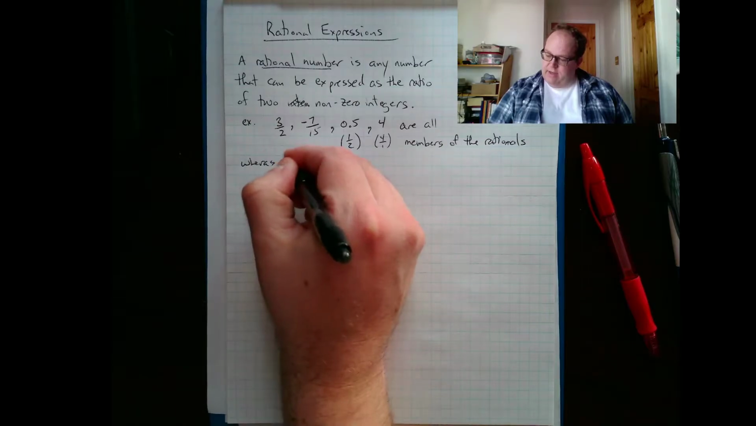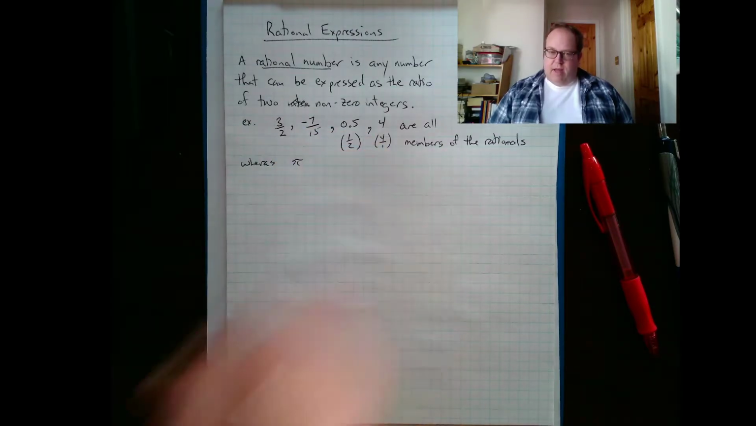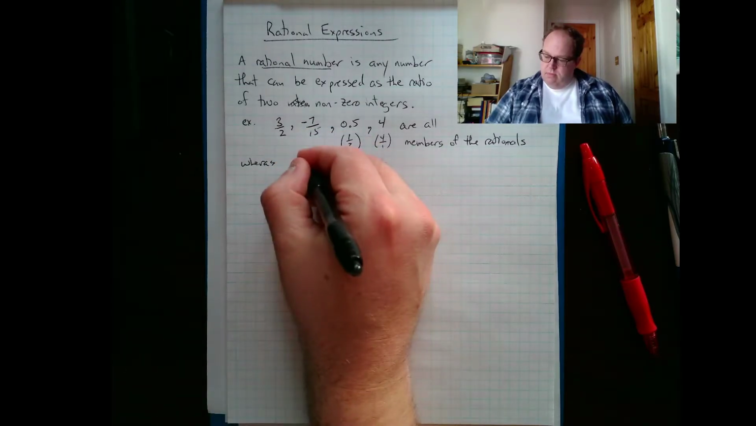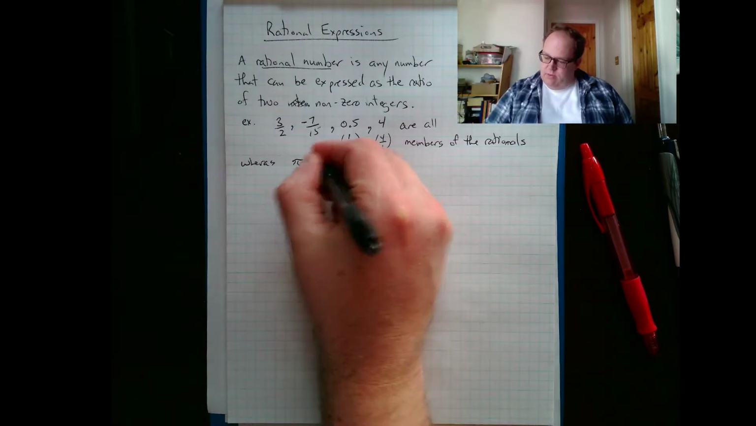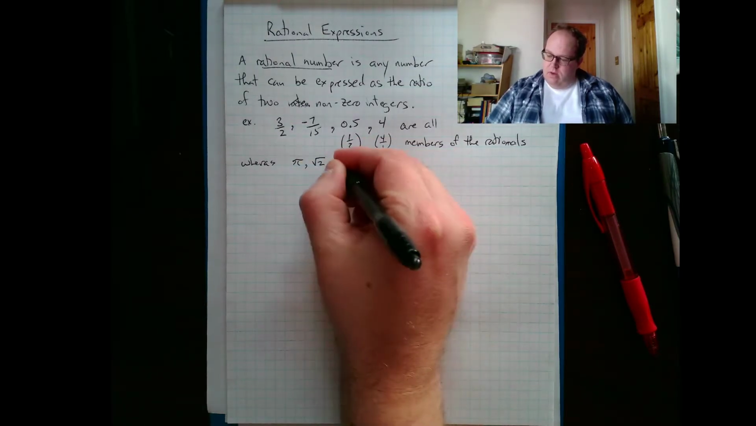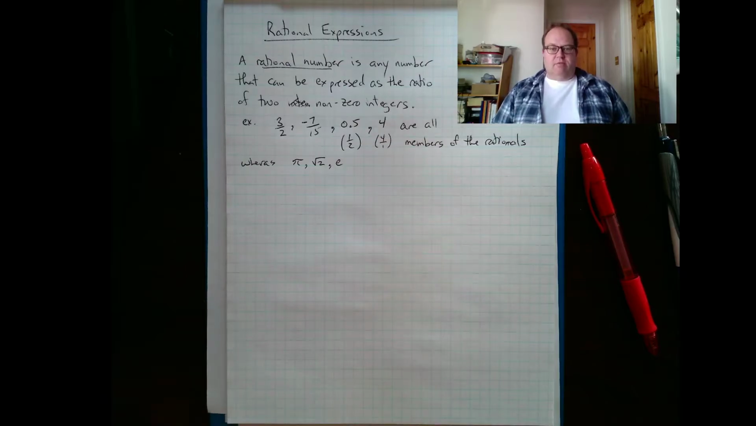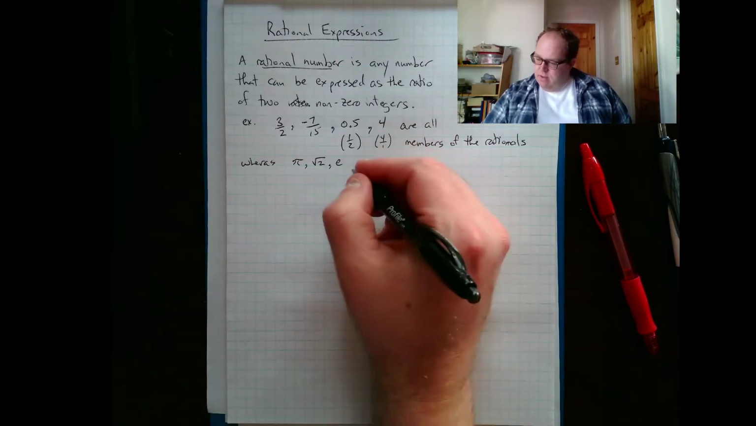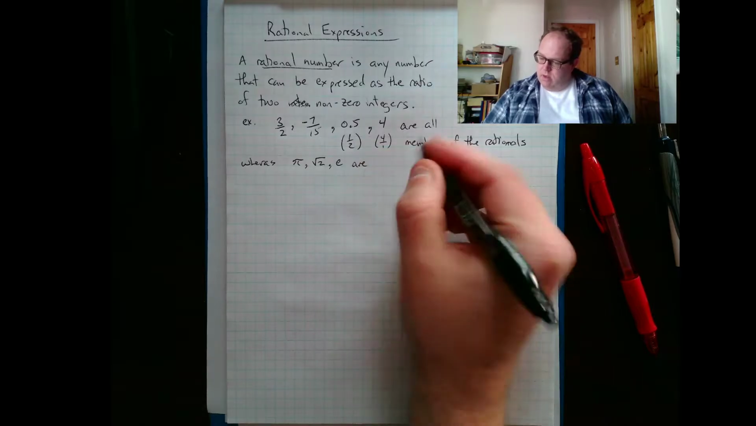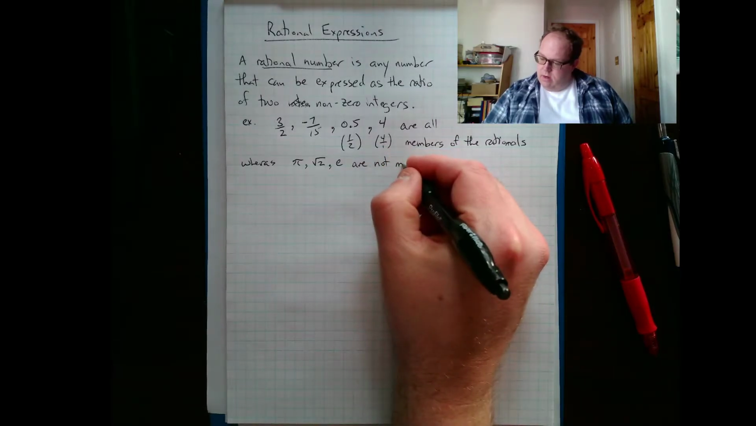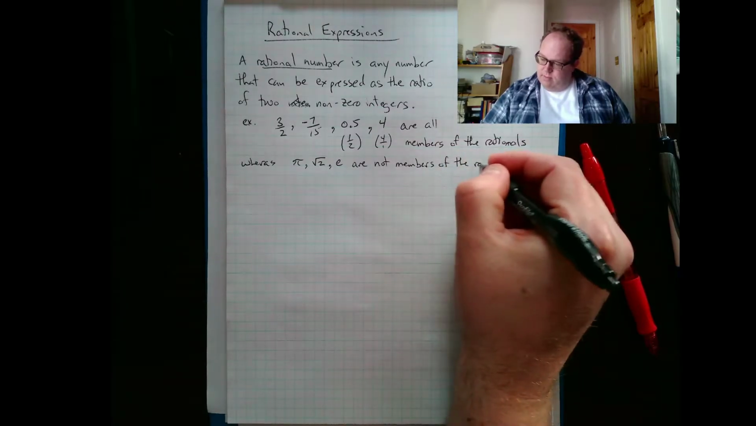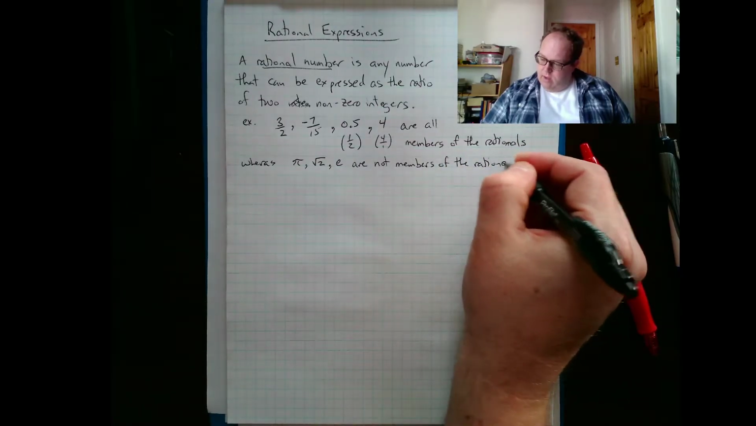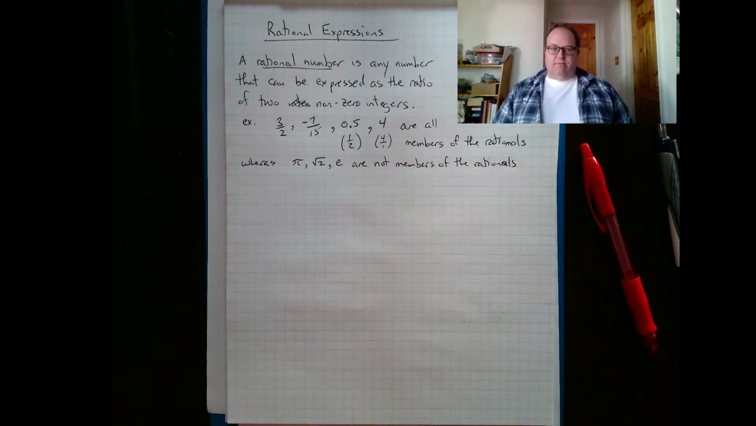Whereas things like pi, any non-terminating decimal, things like root 2, Euler's constant, for those of you who talked about that before, are not members of the rationals. And would be what we call irrational.